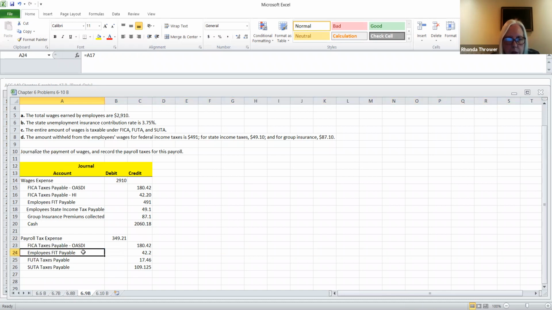I don't need to insert a line here. I just need to delete this right here. Delete. There we go. And I'm going to indent, and I'm going to put FICA taxes payable/HI. And they would be $42.20. I just copied that down here.